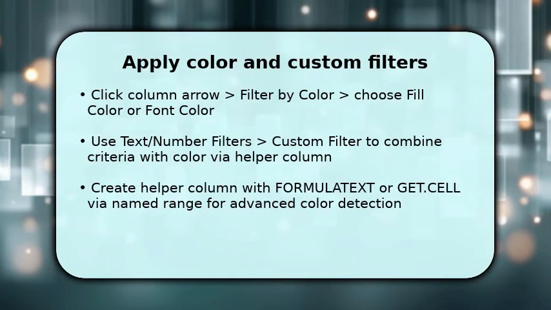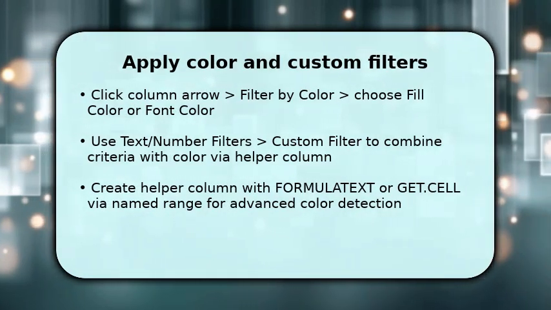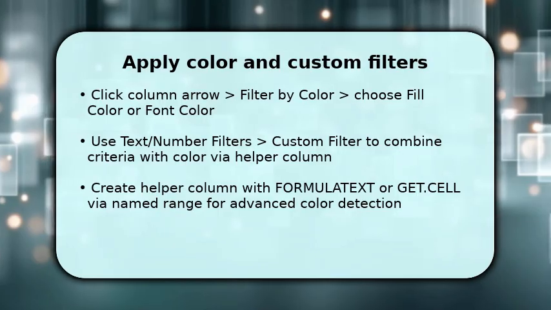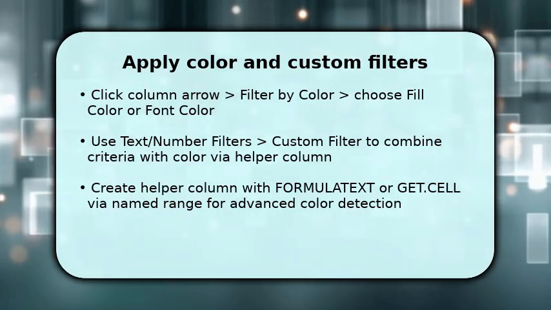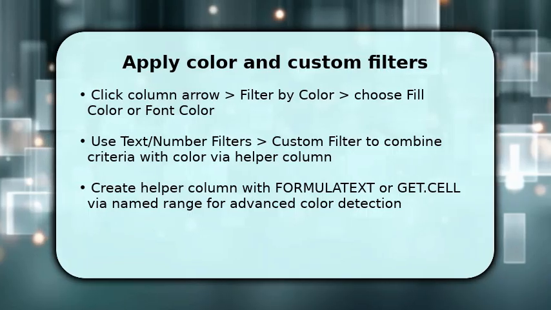You'll now apply color filters and combine them with other conditions. Click the column arrow, choose Filter by Color, then pick Fill Color or Font Color. Excel immediately narrows the view.